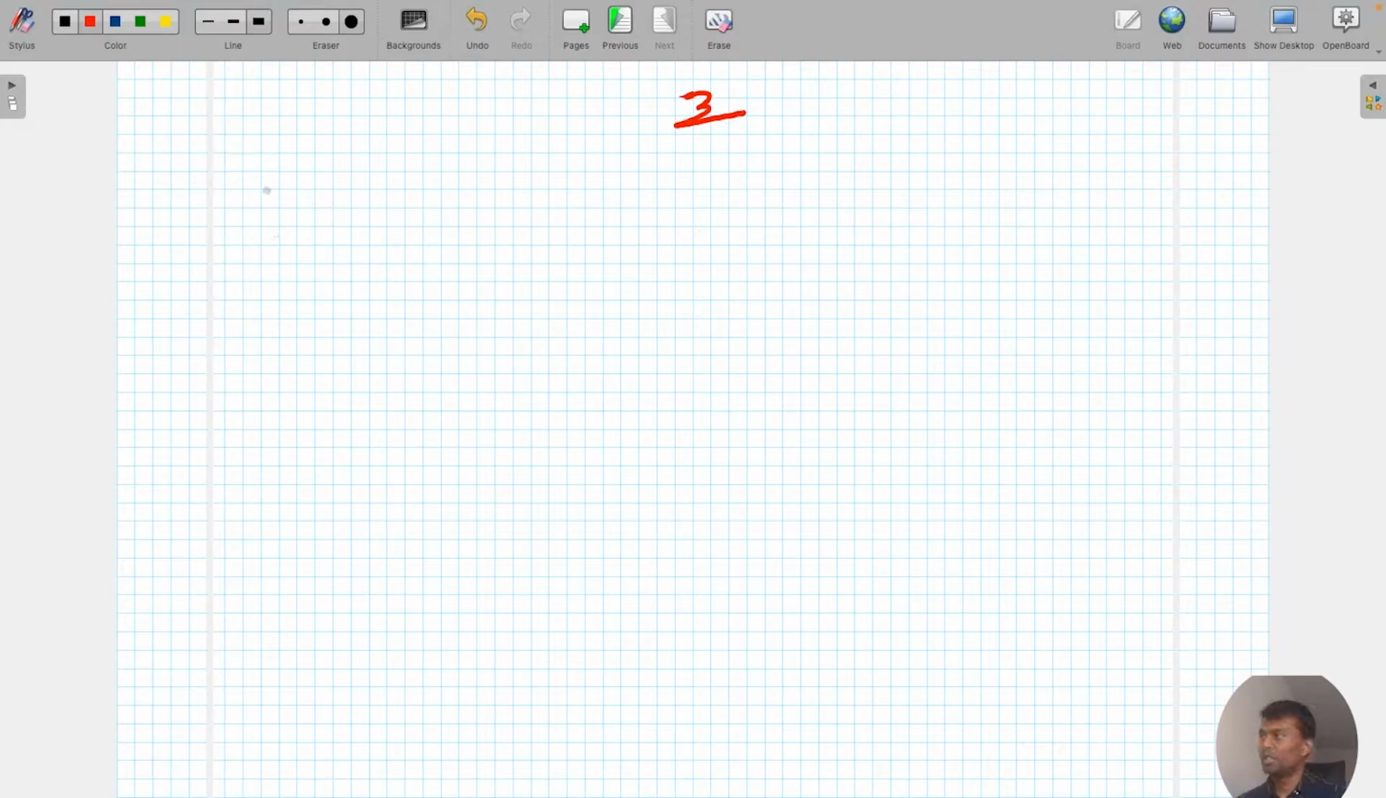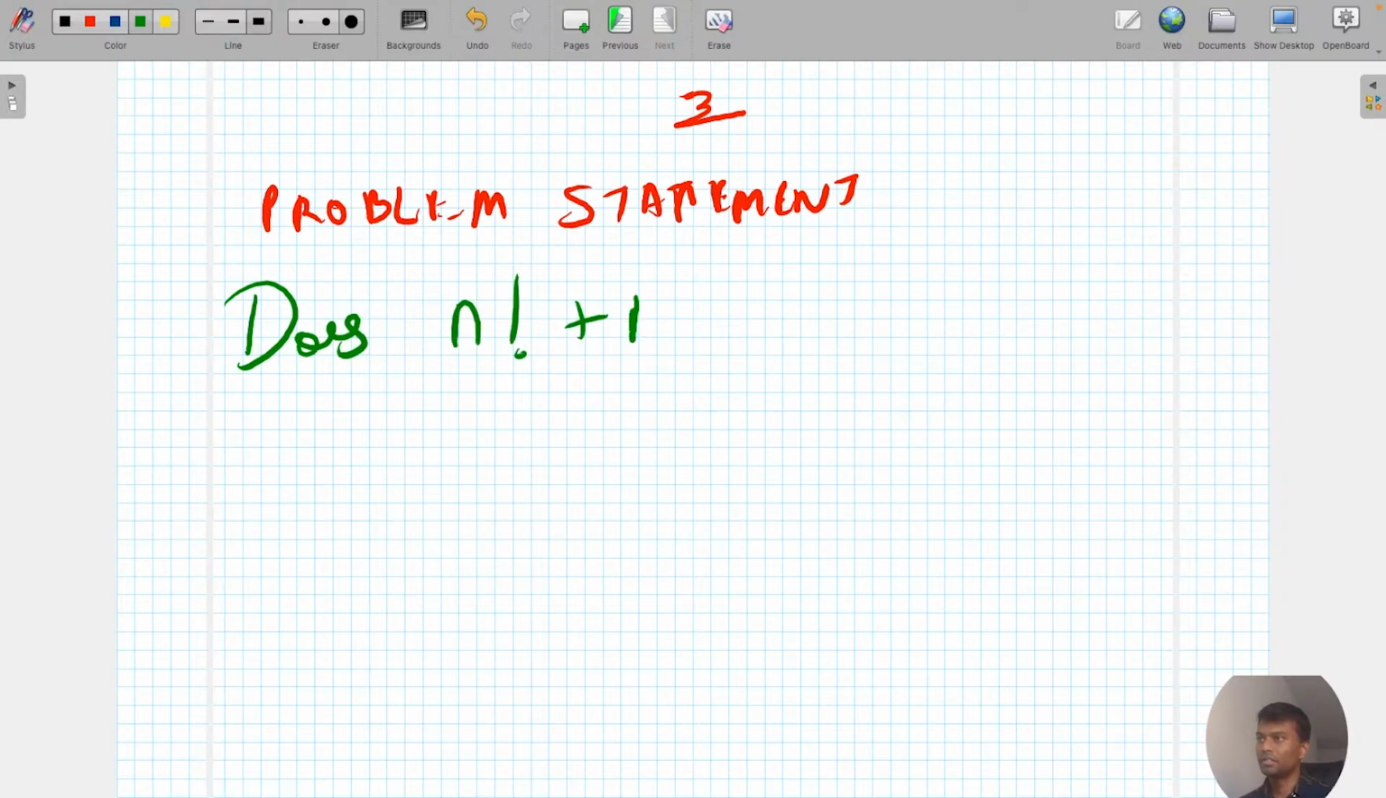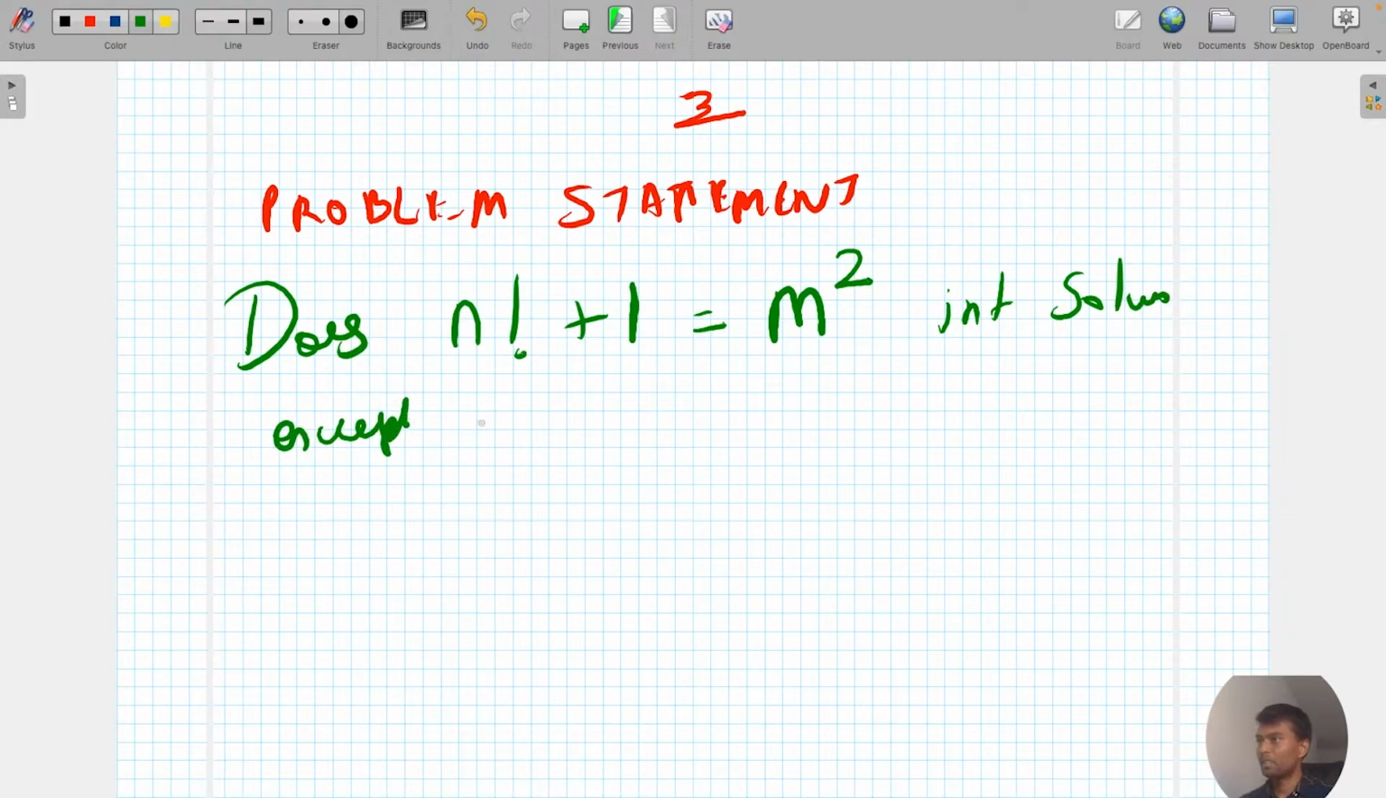So here's the problem statement. Does n factorial plus 1 equal to m square have any integer solutions except n equal to 4, 5 and 7?